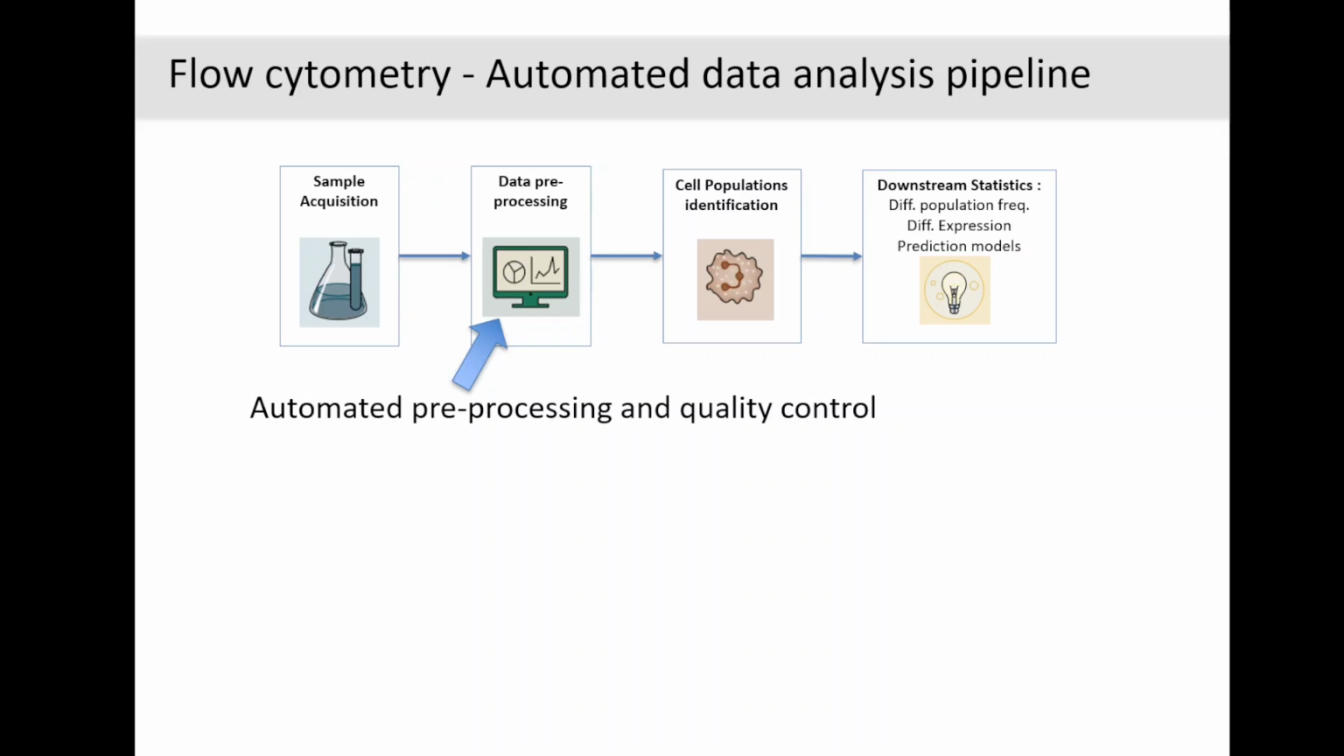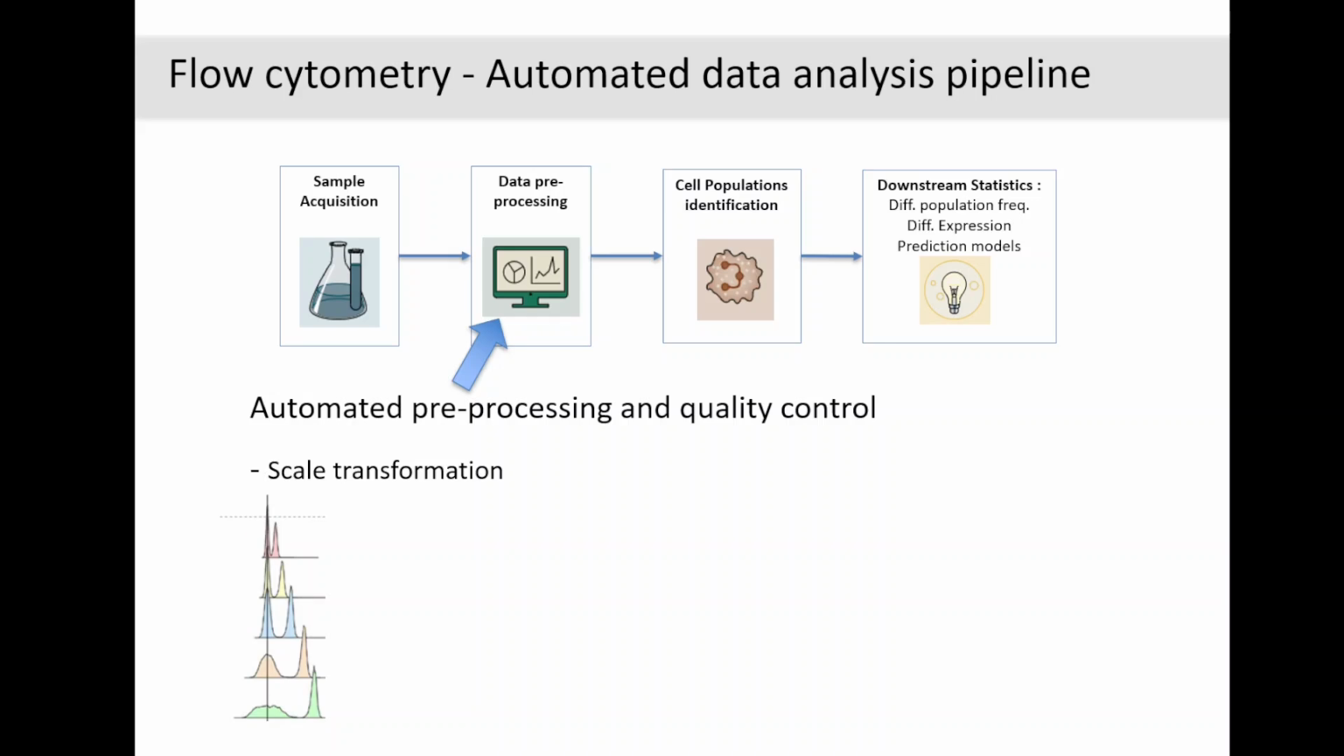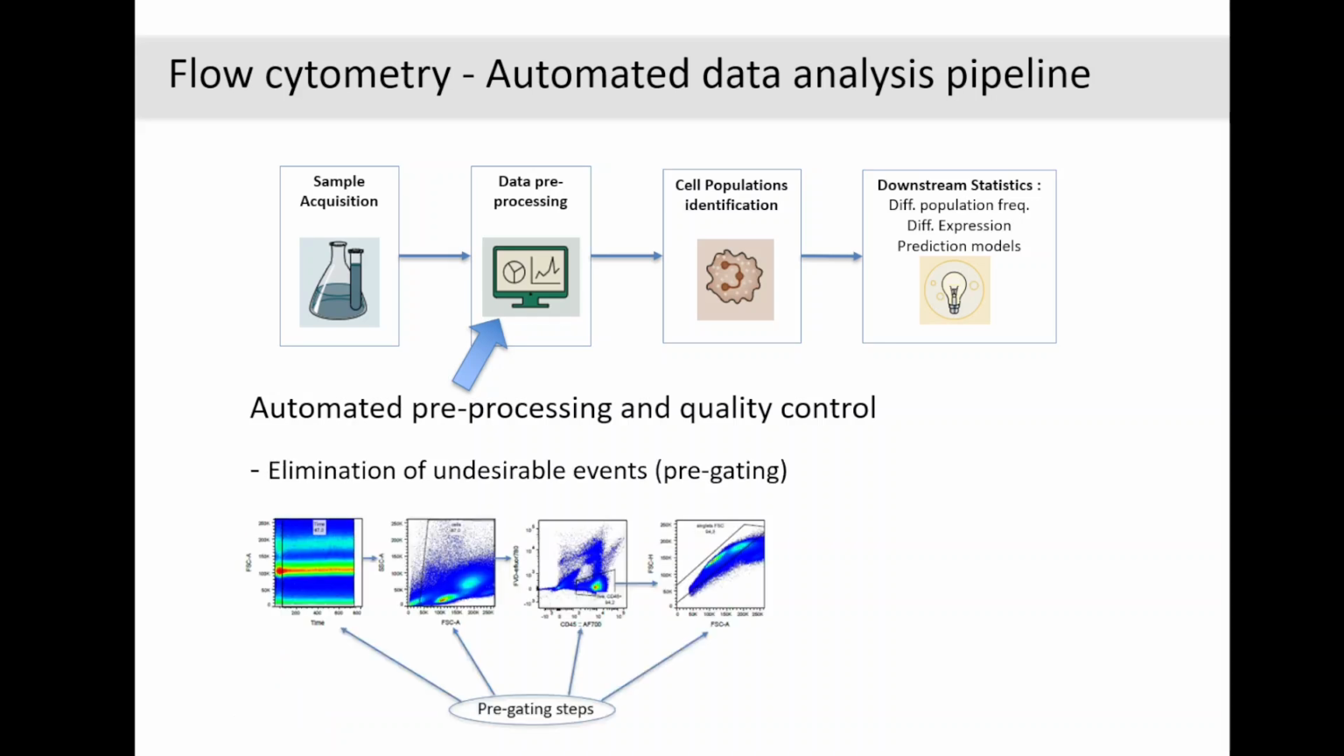What's in there? A series of different steps that we need to apply before analyzing the data. For example, compensation, which in the case of flow cytometry is very important. We have scale transformation, then a series of pre-gating steps, so eliminating undesirable events, and so on.